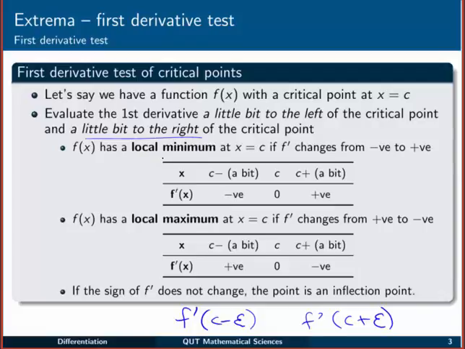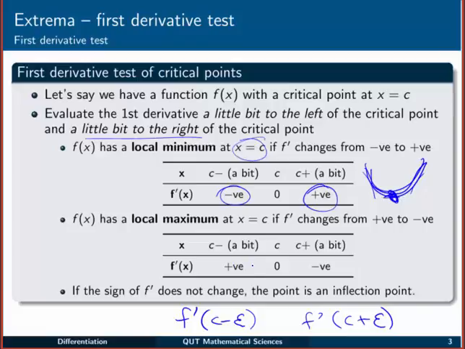The first one is that we find a local minimum. Now f of x will have a local minimum at our critical point x equal to c if its derivative changes from negative to positive. So in other words, if we evaluate f dash a little bit to the left of c and find it's negative, and then evaluate it again a bit to the right, at c plus a bit, and find it's positive, then we know that we've moved from a negative through a zero and up to a positive derivative. In other words, the curve has this kind of shape to it, and it must have a minimum down there at x equal to c.